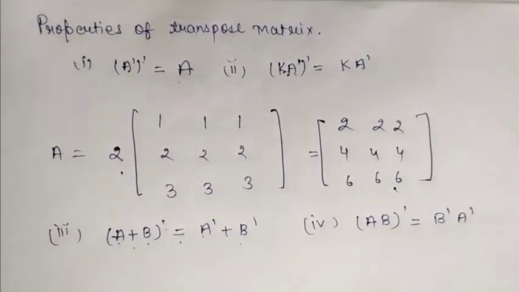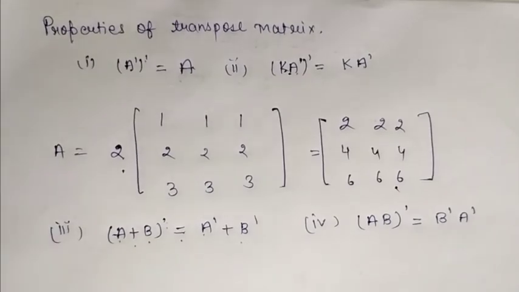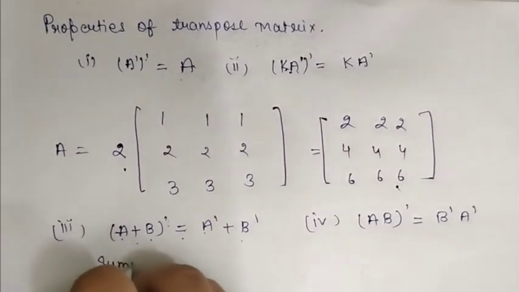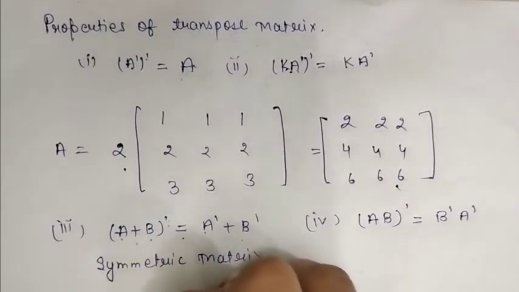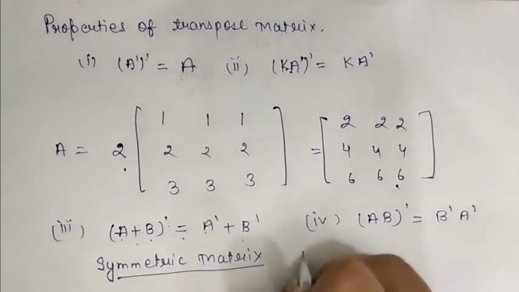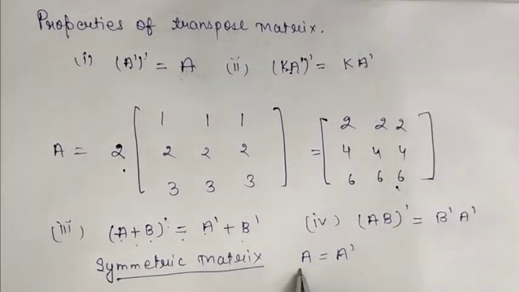Okay, now we will solve some examples, but before this we have to study the symmetric matrix also. What is the meaning of symmetric? When I am writing here, it is a symmetric matrix. A symmetric matrix means that if we have any matrix A and its transpose is also equal to A, that is, we have a matrix and its transpose is the same matrix, then we can say that this is a symmetric matrix.